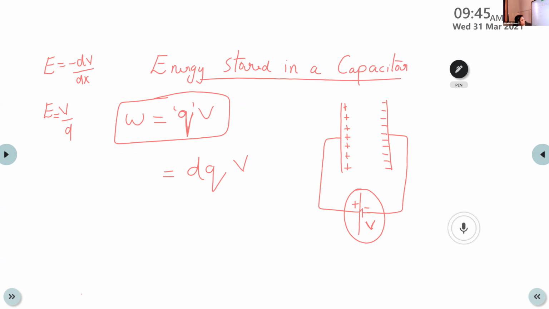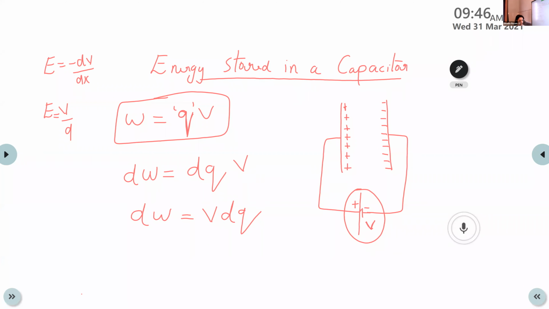In order to enter this small charge into a capacitor, we are doing a small work done, not the entire work done. So this term W also changes into dW. It is the small work done to enter a small charge. So dW is equal to dQ into V, or we can rearrange this and write dW is equal to VdQ.